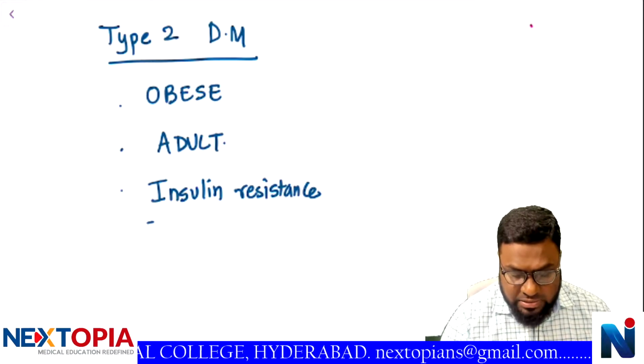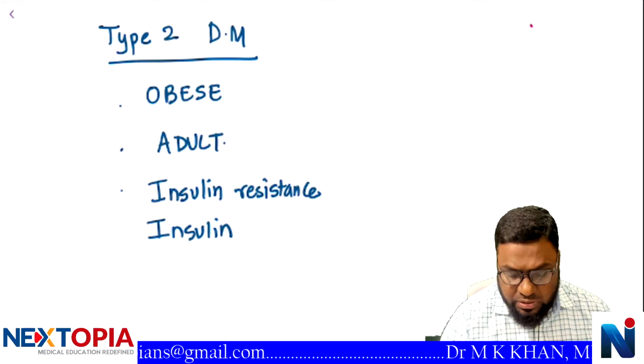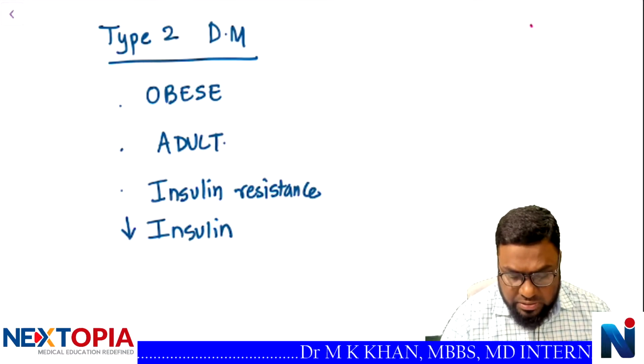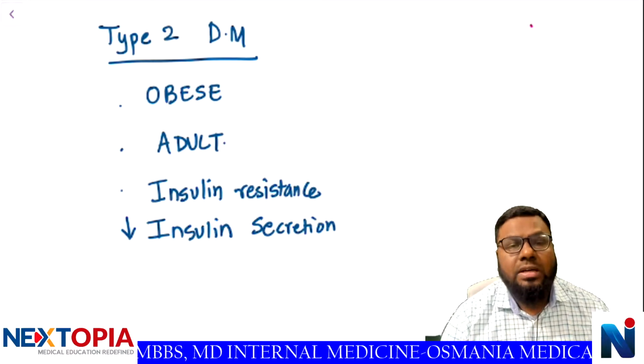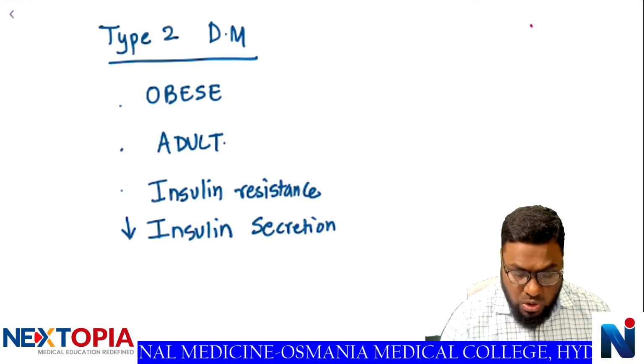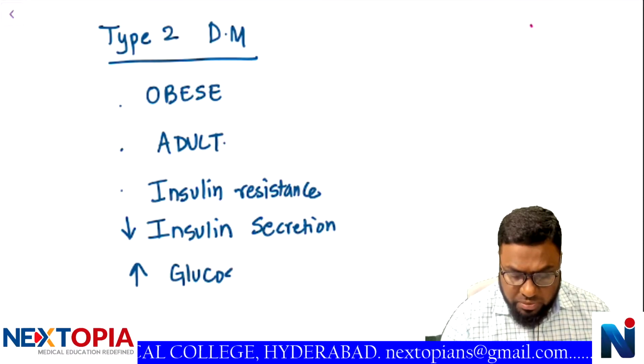Type 2 diabetes is also characterized by decreased insulin secretion from the pancreas, or increased glucose output from the liver.